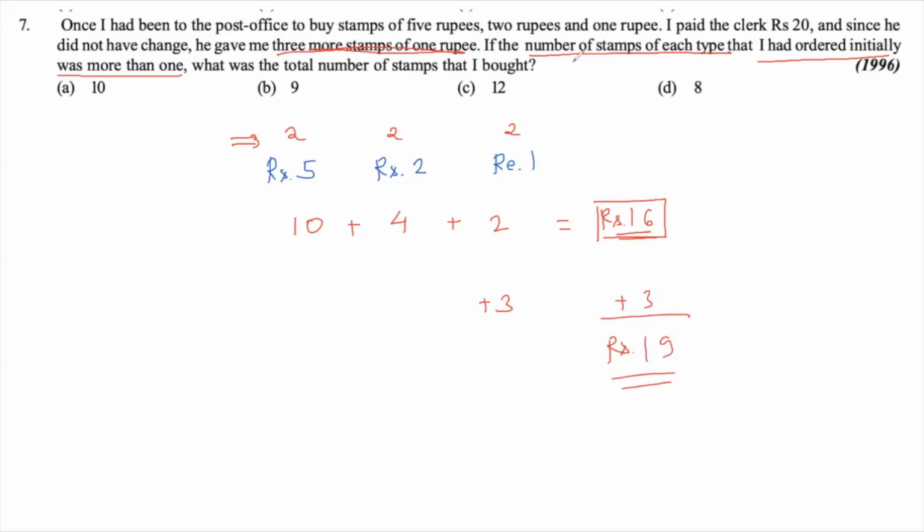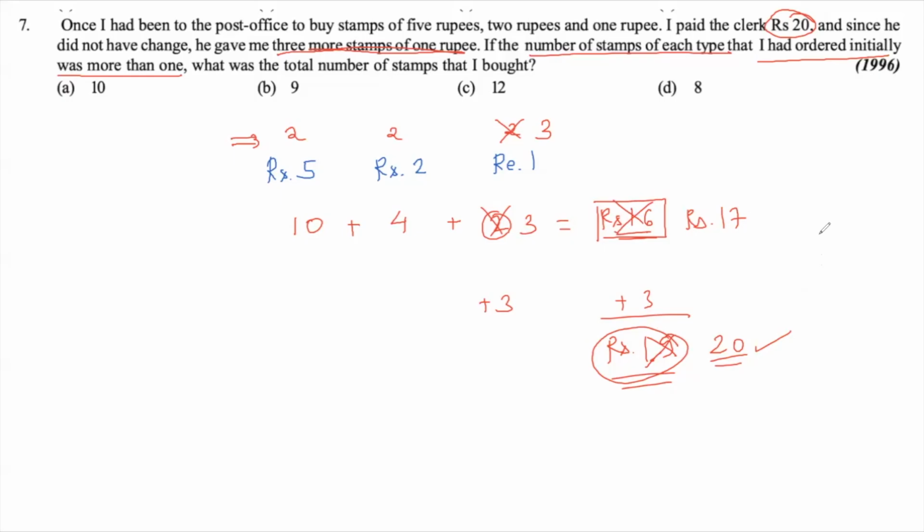But as per the question, the person paid the clerk rupees 20. But here I'm getting a sum of only 19. That means the 1 rupee stamps that he had bought were not 2 in number, they were actually 3. Such that the total value here won't be 2 rupees, but it will be 3. And here I won't have 16 rupees, I will have 17 rupees. And now 17 plus 3 accounts for a total of rupees 20 as we require.